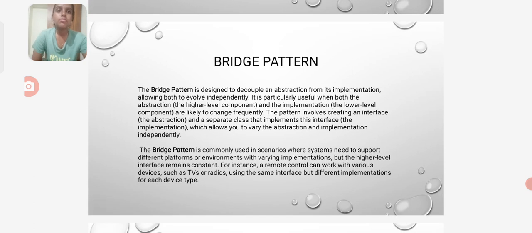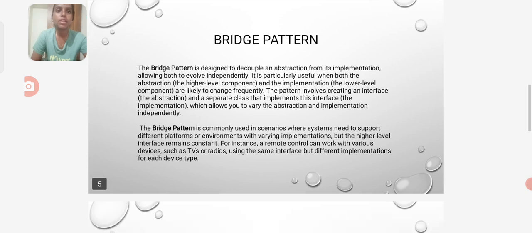Bridge pattern. The bridge pattern is designed to decouple an abstraction from its implementation, allowing both to evolve independently. It is particularly useful when both the abstraction and the implementation are likely to change frequently. The pattern involves creating an interface and a separate class that implements this interface, which allows you to vary the abstraction and implementation independently. The bridge pattern is commonly used in scenarios where systems need to support different platforms or environments with varying implementations, but the higher-level interface remains constant. For instance, a remote control can work with various devices such as TVs and radios using the same interface but different implementations for each device type.